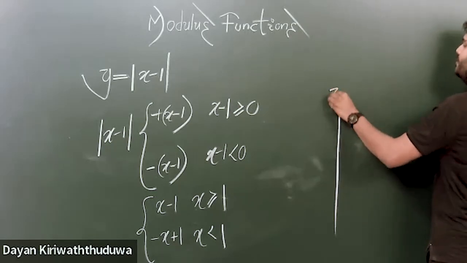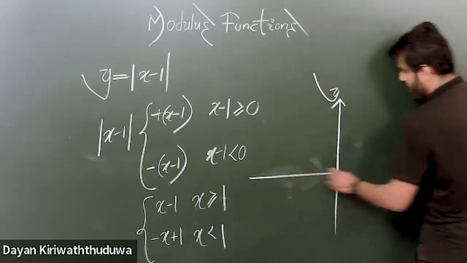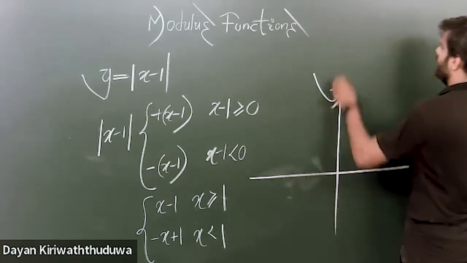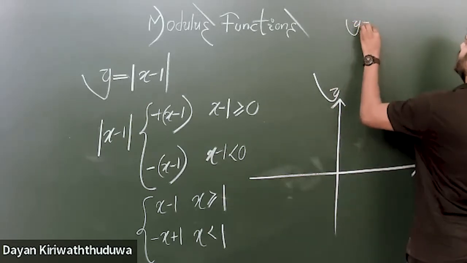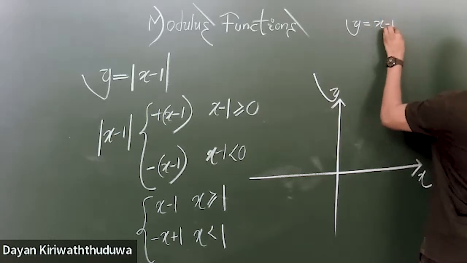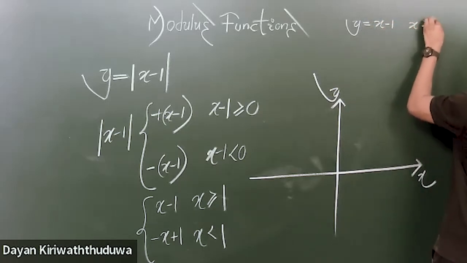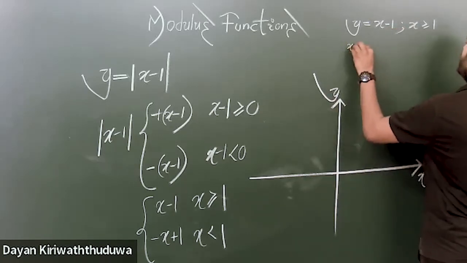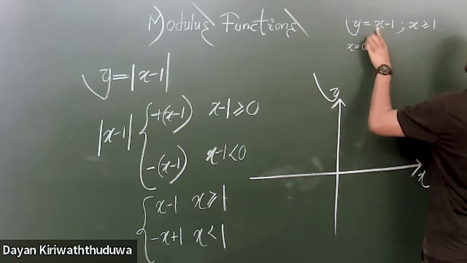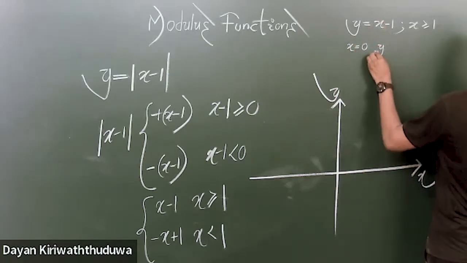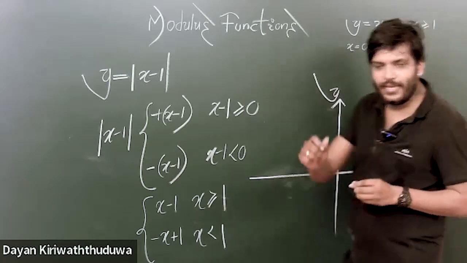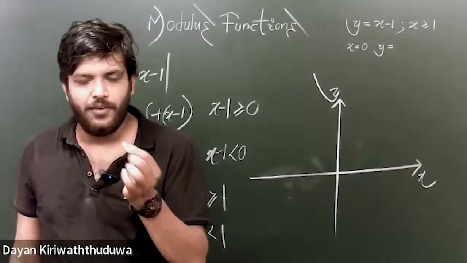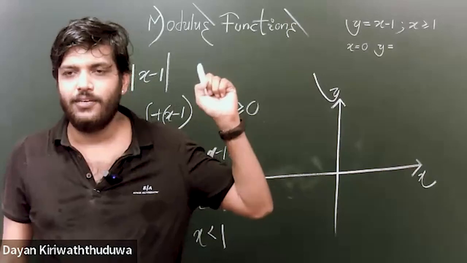So this is my y-axis and this is my x-axis. So I'm going to start with the very first one, that is y equals x minus 1 when x is greater than or equal to 1. So I can check what happens when x equals 0. If x is 0, y is equal to... online, when x equals 0, what is y? Just turn on your mic and tell me when x equals 0, what is y in this equation?